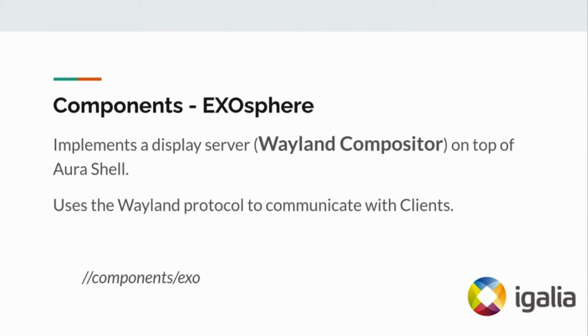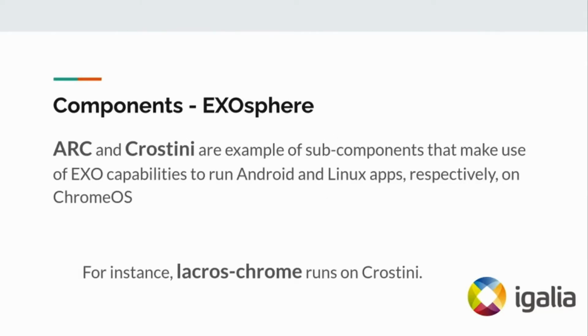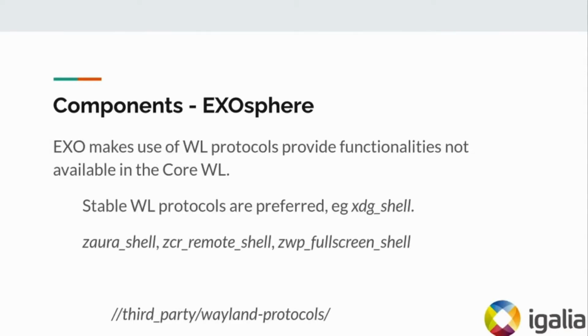ISO implements a display server, in this case the WLAN compositor, on top of Aura Shell. It uses the WLAN protocol to communicate with clients. Arc and Crostini are examples of subcomponents that make use of ISO's capability to run Android and Linux apps, respectively, on Chrome OS. ISO makes use of WLAN protocols to provide functionalities not available in core WLAN. Stable WLAN protocols are preferred. However, there are examples of non-stable and Chrome OS-only protocols also available, including Aura Shell, Remote Shell, and Full Screen Shell.